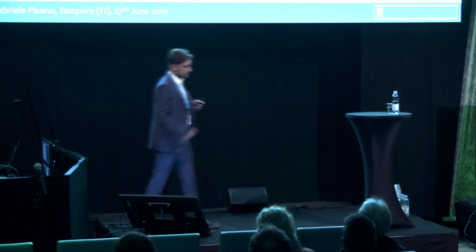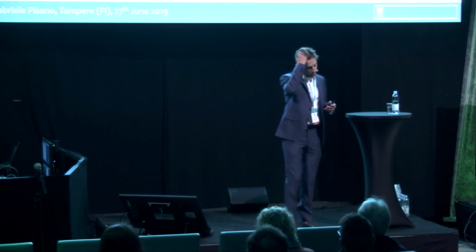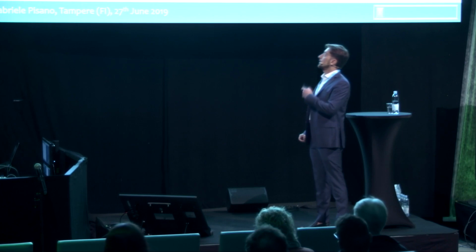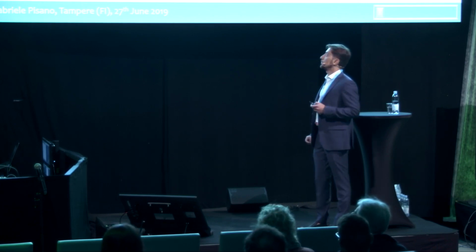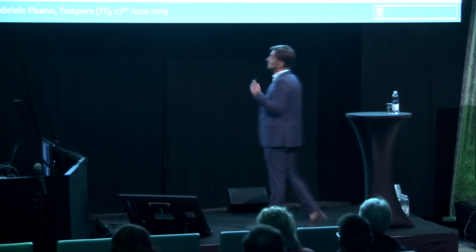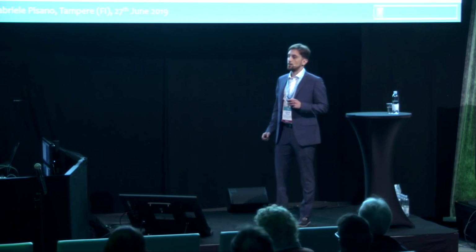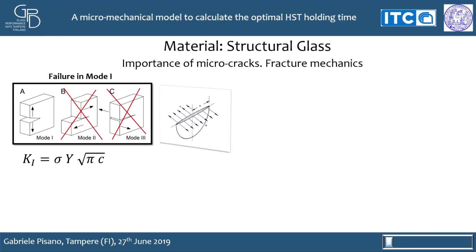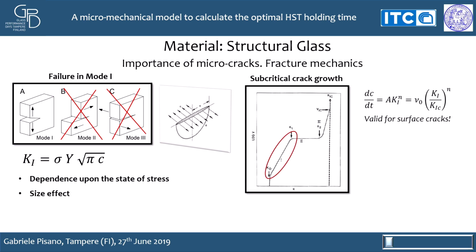Everybody knows that the tensile strength of glass is governed by surface microcracks, which open almost exclusively in mode 1. This is why only the component of stress orthogonal to the crack axis is responsible for failure. That is why a dependence upon the state of stress arises. And then, because of the probabilistic nature of crack sizes, a size effect characterizes glass strength. Another peculiar aspect of glass is subcritical crack growth, because of which cracks can grow over time, even for stress levels much lower than the critical one.